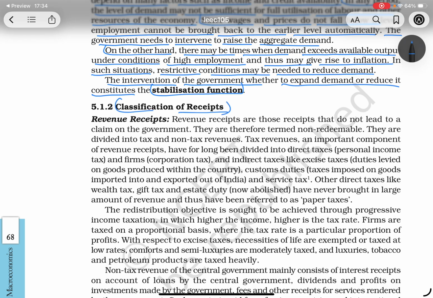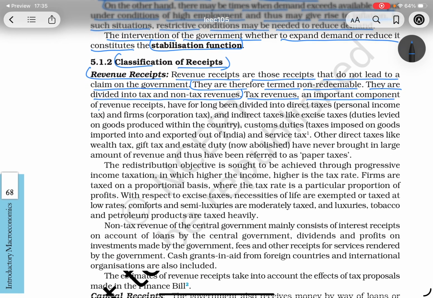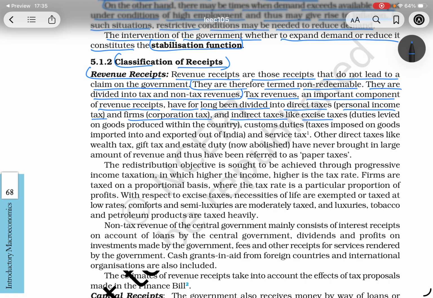Classification of receipts. Revenue receipts. Revenue receipts are those receipts that do not lead to a claim on the government. They are therefore termed non-redeemable. They are divided into tax and non-tax revenues. Tax revenues, an important component of revenue receipts, have for long been divided into direct taxes, personal income tax and firms' corporation tax, and indirect taxes like excise tax, duties levied on goods produced within the country, customs duties, taxes imposed on goods imported into or exported out of India, and service tax.